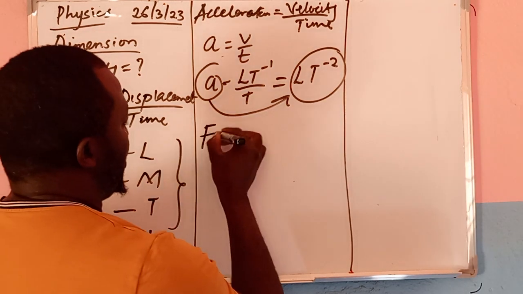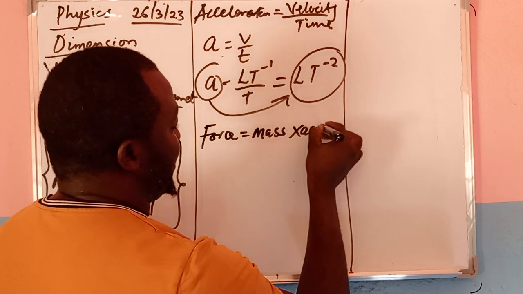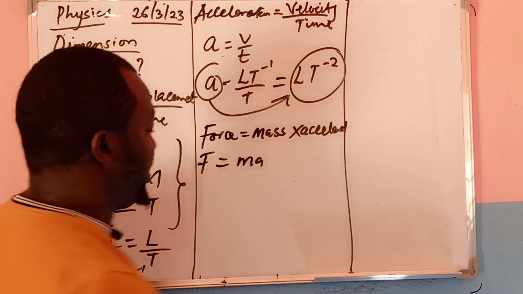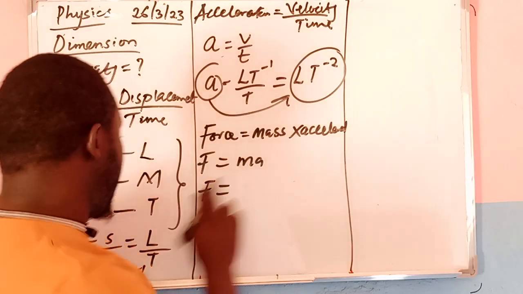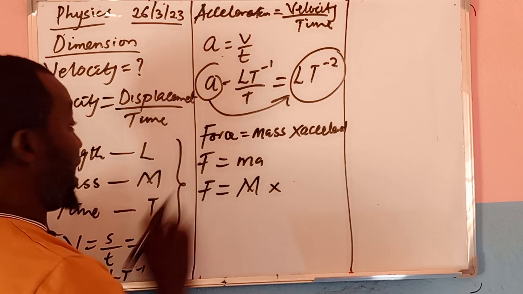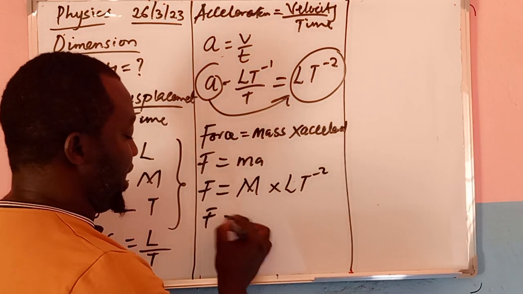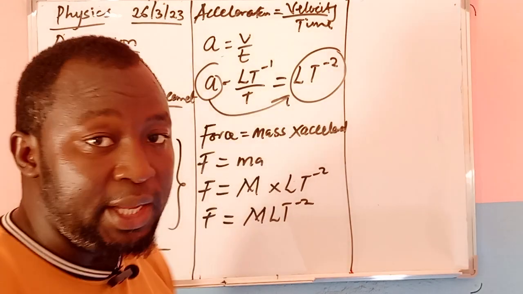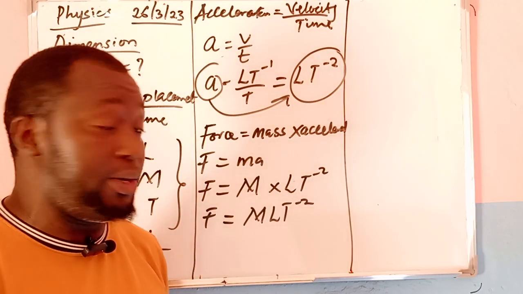Likewise for force, we know the formula for finding force is mass times acceleration, F equals ma. For us to find the dimension of force, we say F equals, what is the dimension of mass? We already say for mass we have capital M, multiplied by acceleration. The dimension of acceleration is LT^-2. That means our F is equal to MLT^-2. Definitely, the dimension of force is MLT^-2.